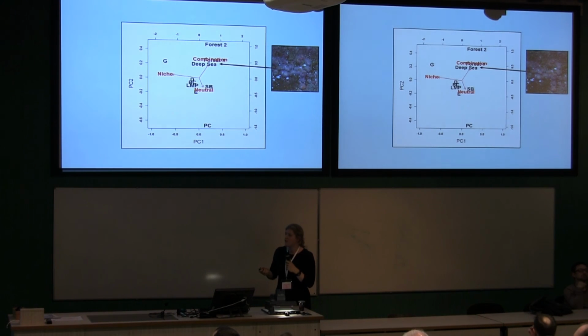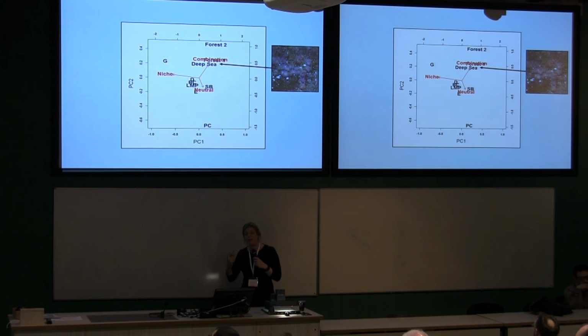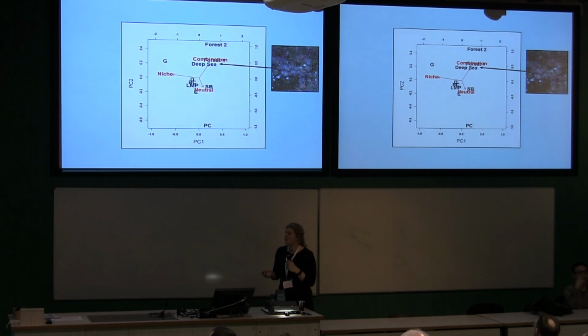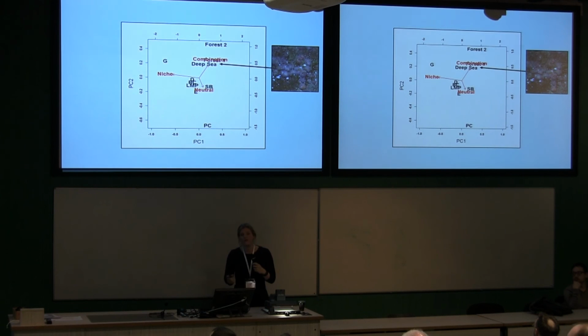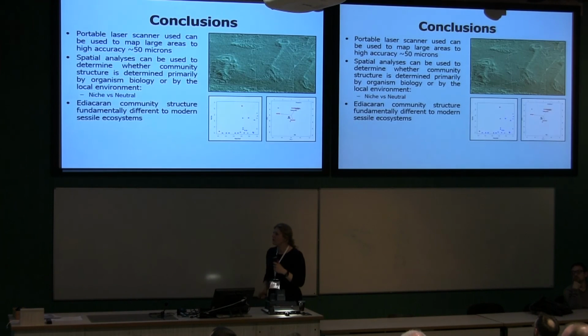The modern systems are very much dominated by a combination of different factors, and the environmental factors play a huge role in this. And this is in quite dramatic contrast to Mistaken Point and other Ediacaran communities, which are very much neutral dominated. They're dispersal dominated. The environment does not play a particularly strong role in these organisms.